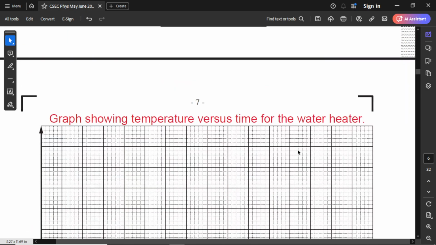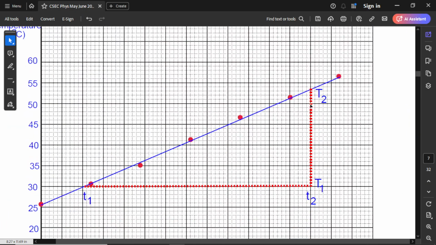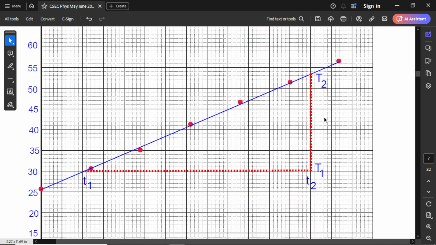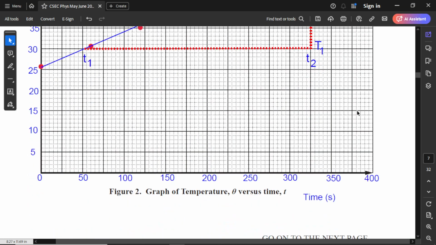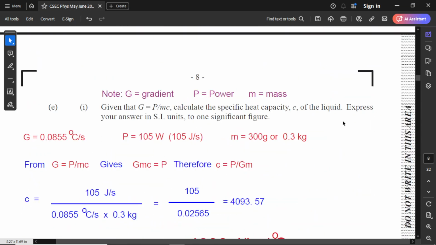All right, and so just to show you my triangle right here, again, just to make a note that the triangle should be large. If you use a very small triangle, you might lose a mark or two. So please be very careful in choosing your triangle for gradient.